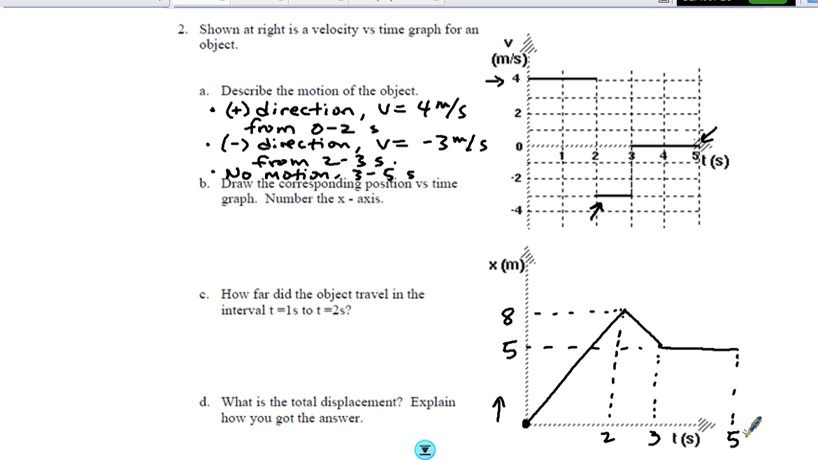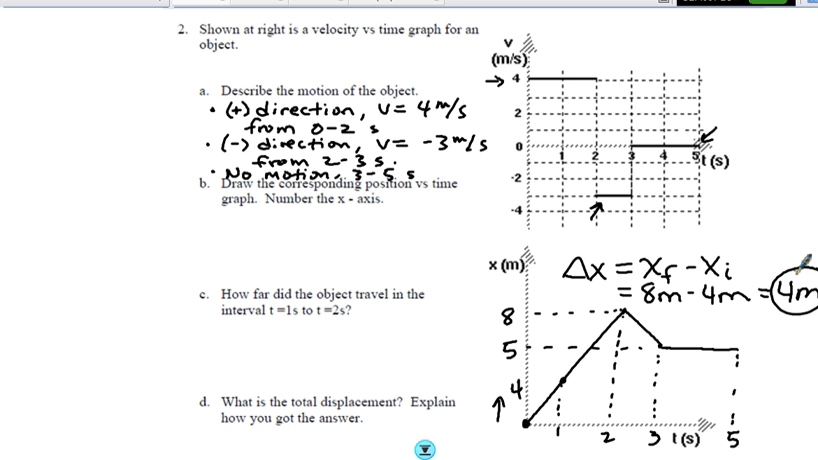How far did the object travel between 1 and 2 seconds? Well, from the position time graph that we would draw, we'd have to know where the location is at 1 second. So with a slope of 4, it goes up 4 over 1. So at 1 second, it's at the location 4 meters. At 2 seconds, it's at 8 meters. So the way we'd get this from this graph would be to say that delta x equals x final minus x initial. So 8 meters minus 4 meters equals 4 meters.